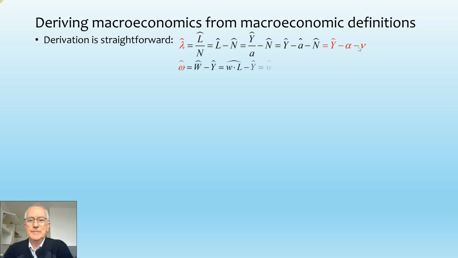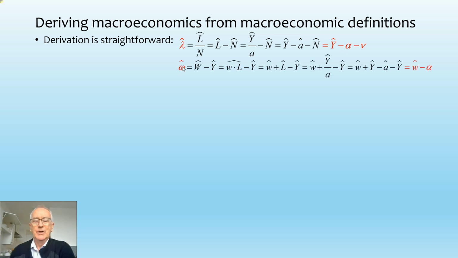Do the same thing for omega, slightly lengthier, and a cancellation occurs, which is rather nice as well. So the rate of change of wages share is the rate of change of wages minus the rate of change of GDP. You now get W times L inside here. That's the simplification I did earlier. So you now multiply those two out. Now you've got the rate of change of wages share is the rate of change of wages plus the rate of change of employment minus the rate of change of output.